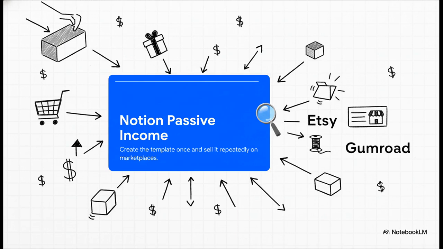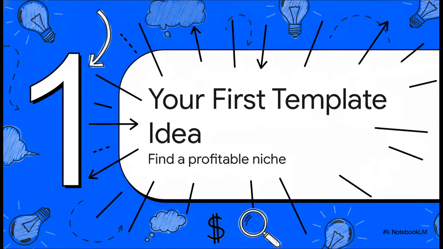So the whole strategy really just boils down to this. You create a template one time, and you sell it again and again and again. You put in the design work up front, then you list it on a marketplace like Etsy or Gumroad, and from there, it can be bought an unlimited number of times. But where do you even start, right? Everything kicks off with one solid idea. And that brings us to our very first step, figuring out a profitable niche and brainstorming a template that people will actually want to buy.